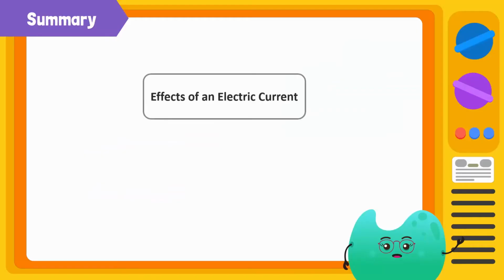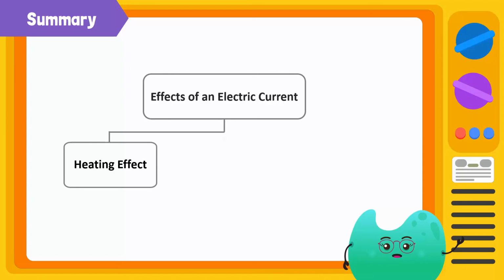To summarize, electric currents produce three major effects. They produce heating, magnetic, and chemical effects.